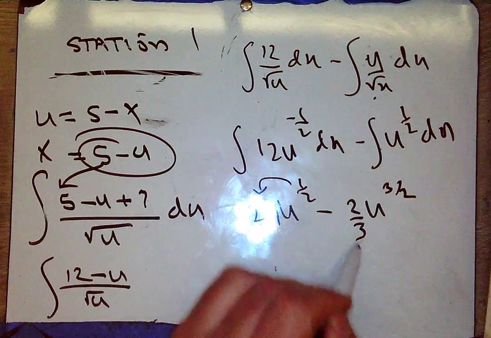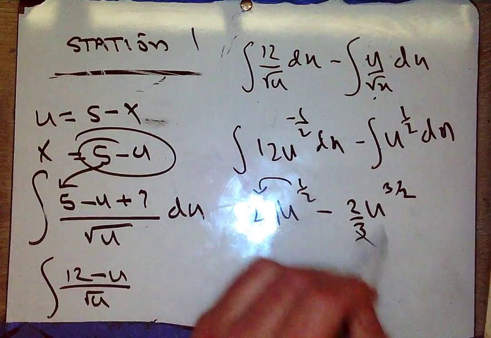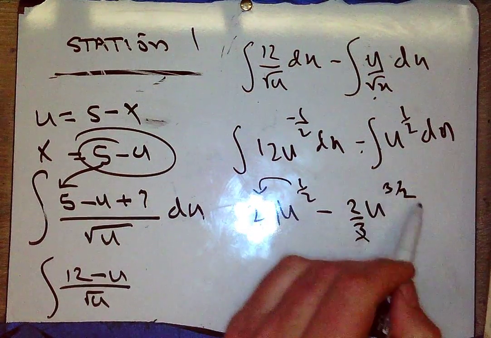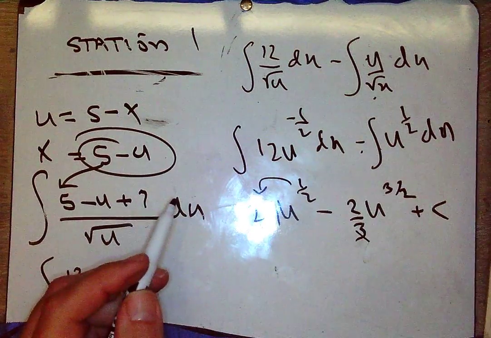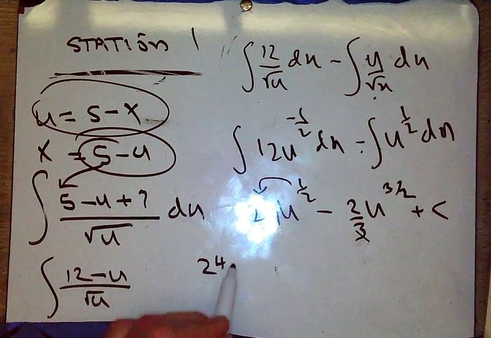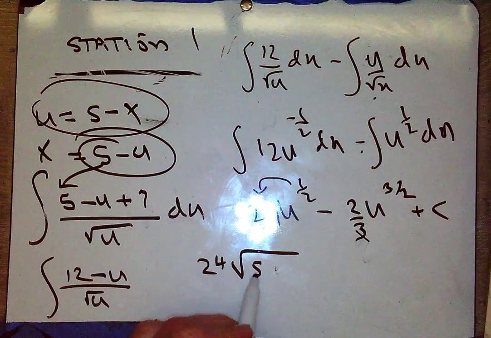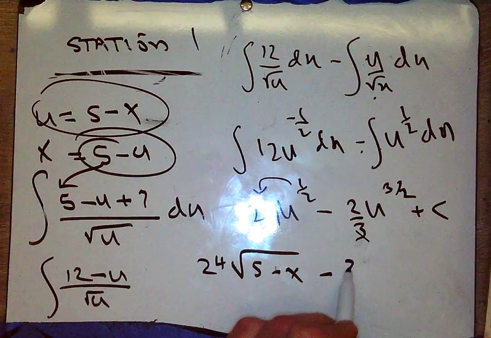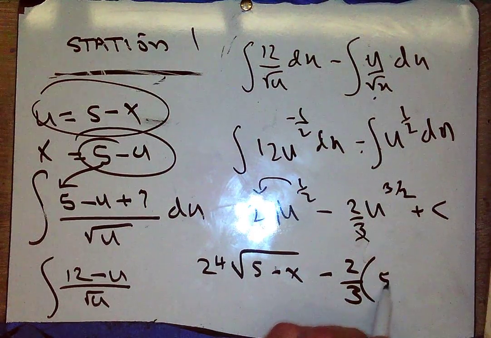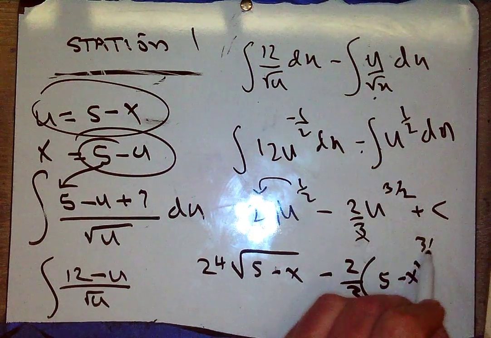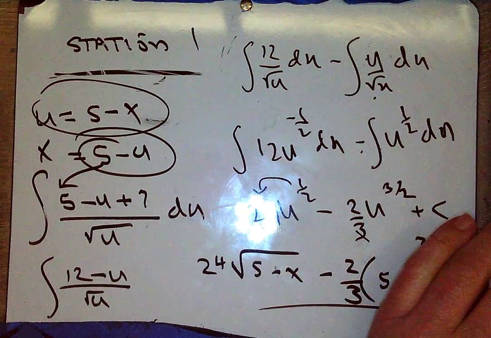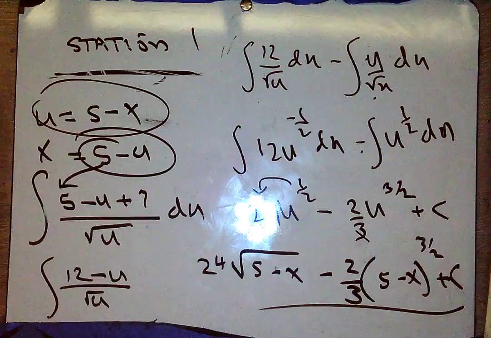And so I need a 2/3 here, so when that 3 halves comes down, there's lots of canceling, and then I just have u to the 1 half left over, plus c. Don't forget to sub this back in, so really we should have 24 square root of 5 minus x minus 2/3 (5 minus x) to the 3 halves plus c. All right, so that was meaningful.